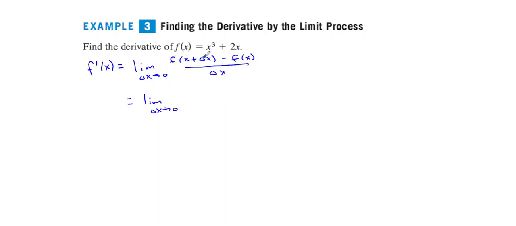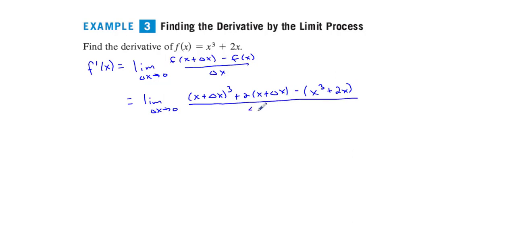Evaluate f at x plus delta x, and we get x plus delta x cubed plus 2 times x plus delta x, minus f of x, minus parentheses x cubed plus 2x, all over delta x.